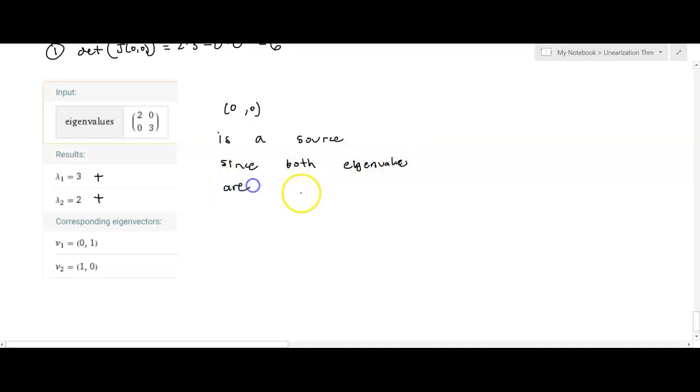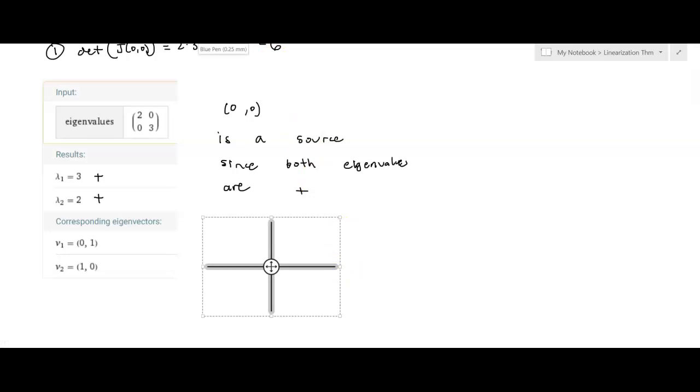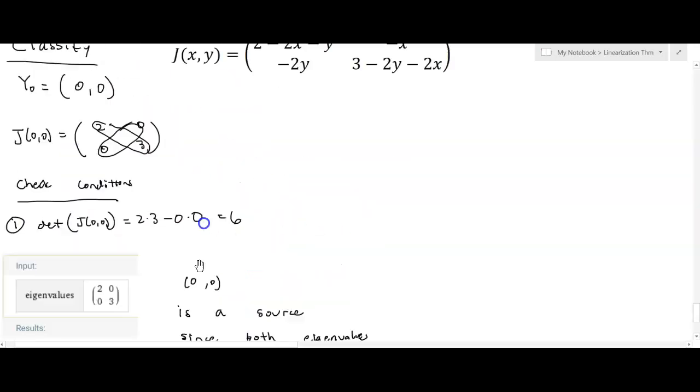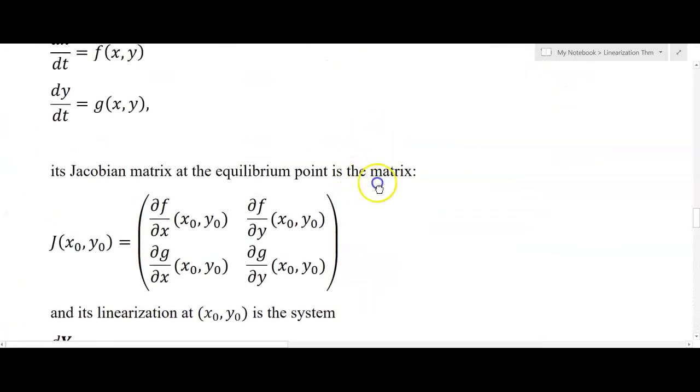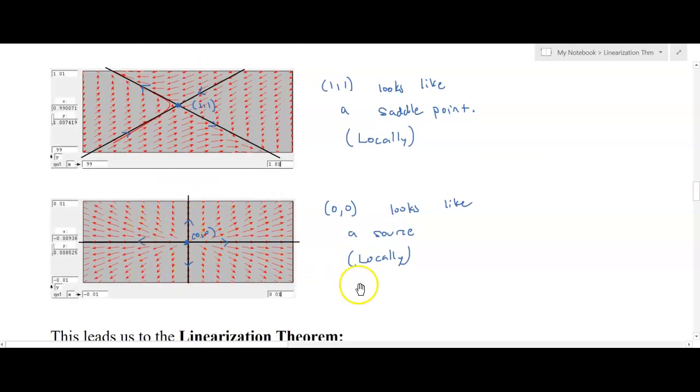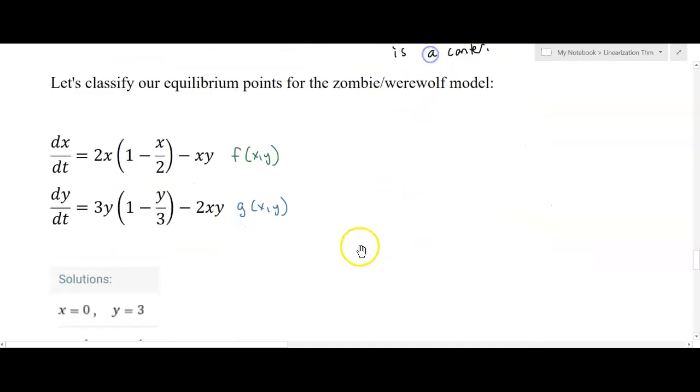So if I wanted to sketch the picture of what's happening near 0, 0, I could do that. I could say, okay, here's 0, 0, and the eigenvectors are the axes, right? This axis here is one of the eigenvectors, or the eigenvector lies along this line, and then the other one's on 0, 1, which lies on this line. And both of the arrows point away, like this. And this is exactly what we saw in our picture from above when we looked at the local picture near 0, 0. There it is, right there. So this theorem does indeed seem to work.